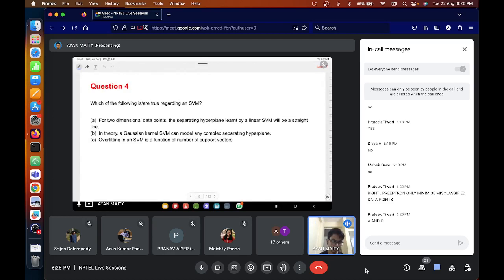Pratik Tiwari says A and C. Okay. So I've got only one answer in the chat, which says A and C. Aditya Chauhan has written A.